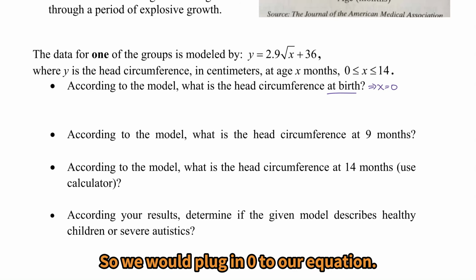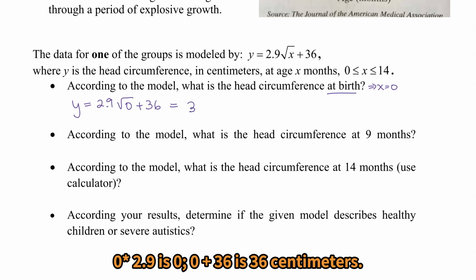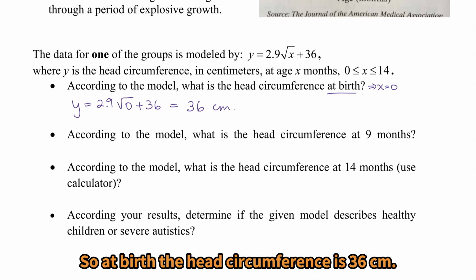So we would plug in 0 to our equation. 2.9 times the square root of 0. Square root of 0 is 0. 0 times 2.9 is 0. 0 plus 36 is 36 centimeters. So at birth, the head circumference is 36.